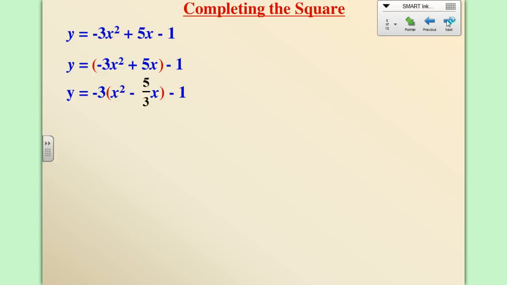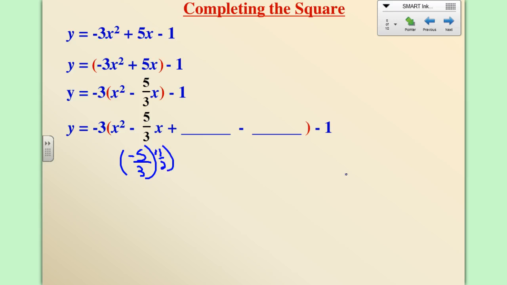I factor out the -3. If I factor out -3, I bracket the first terms. I factor out that and I get -5/3. I divide by 2. Okay? Don't get freaked out. Dividing by 2, -5/3 divided by 2 is like multiplying by a half. That creates -5/6. Okay? So when we do that and square it, we end up with 25/36.